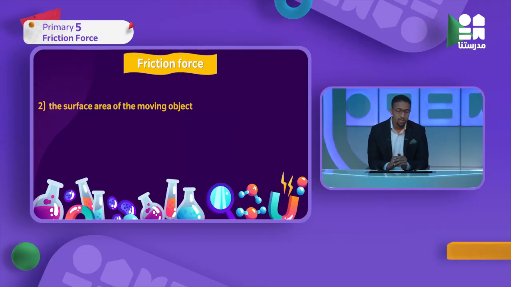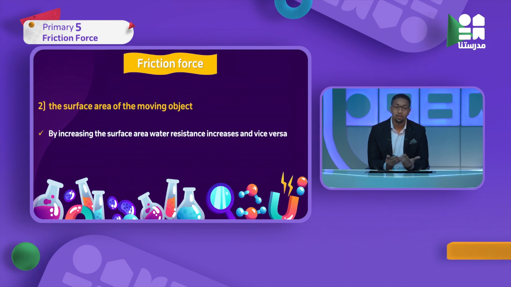Number 2, the surface area of the moving body. By increasing surface area, water resistant increases, and by decreasing surface area, water resistant decrease, and this is also a direct relation. علاقة مباشرة بين surface area اللي هي مساحة السطح و water resistant مقاومة الماء.